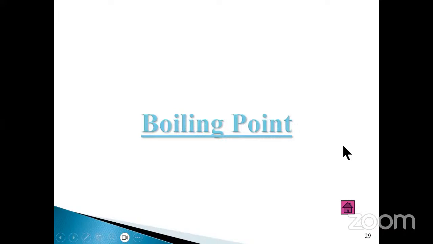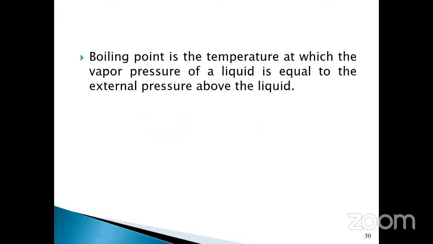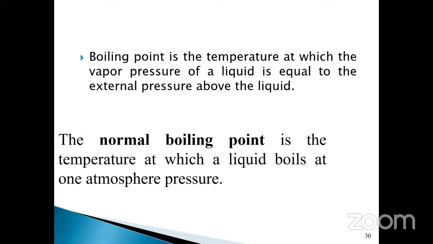Boiling point. Let me see if I can go through this rather quickly. So the actual definition of the boiling point of a liquid is the temperature at which the vapor pressure of the liquid is equal to the external pressure above the liquid. That is the definition of boiling point. So it's not simply the temperature at which a liquid boils, all right? It's the temperature at which the vapor pressure of the liquid is equal to the external pressure.